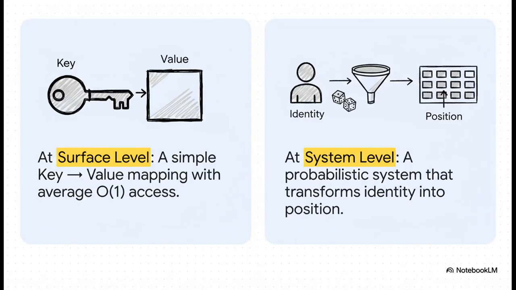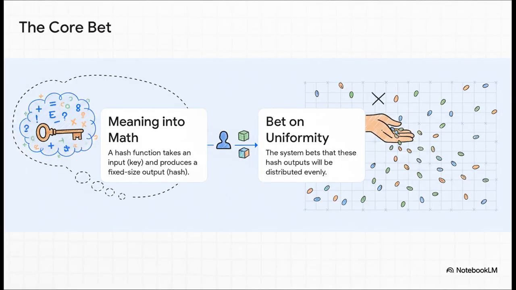Okay, so this slide really shows the two different ways of looking at this. On the left, yeah, that's what you learn in school. It's a fast way to connect keys to values. Simple enough. But the real story, the magic, is over there on the right. A hash table isn't some perfectly organized filing system. It's a betting system. It makes a bet that it can instantly transform the identity of something into a position in memory.